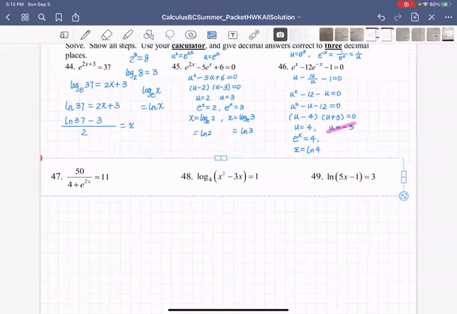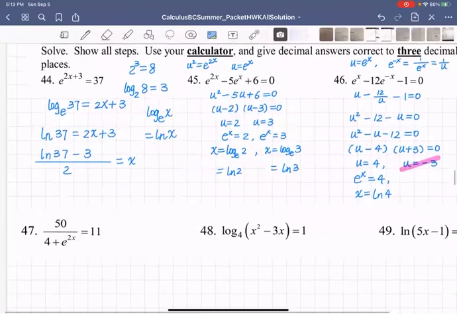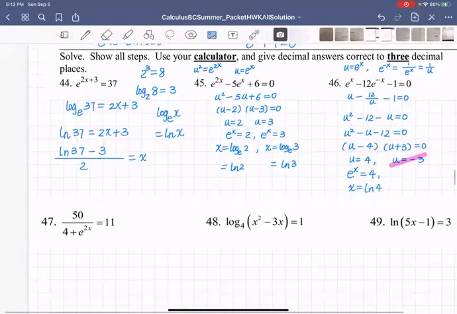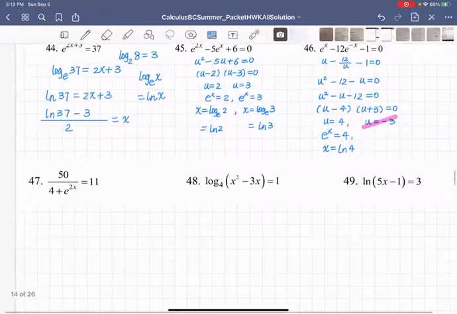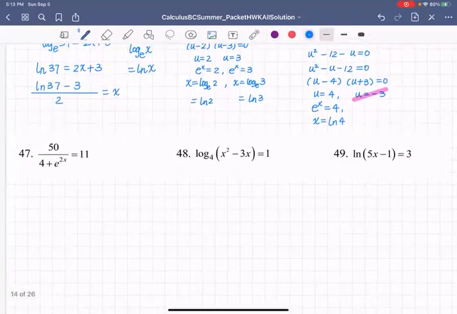Miss? Yes. For question 44, how do you say the ln? You call it an ln, okay? Sorry, I just didn't really know what to say. Sometimes different people pronounce it a different way, depending on who teaches the class.